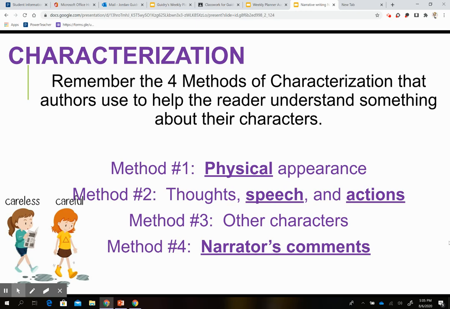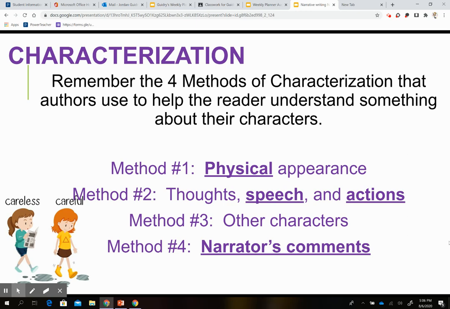Method 2 is the thoughts, speech, and actions of characters. Maybe a character is rude or disrespectful, and so they show that through their speech if they yell at someone to shut up. Maybe a character is a bully, and we know that through their actions because they push other kids down or take their lunch money. And then we know the thoughts of those characters. Maybe we know that a character is shy because we're able to understand what that character is thinking, like they hope the teacher doesn't call on them or doesn't pick them to read next.